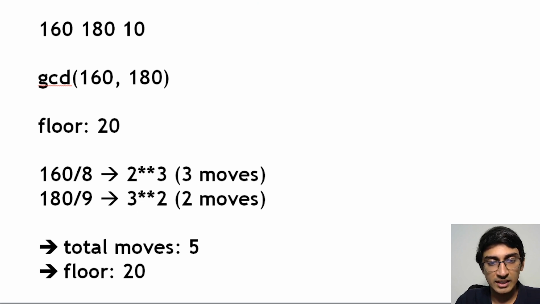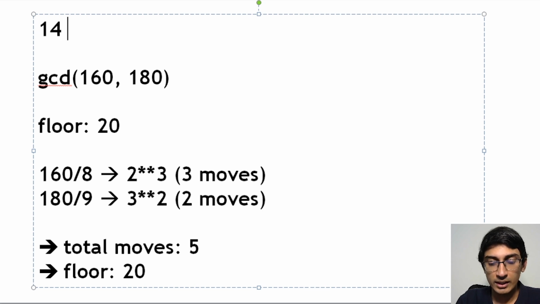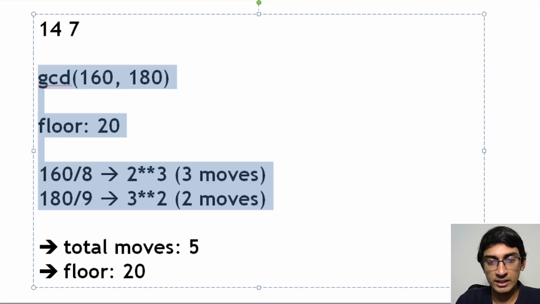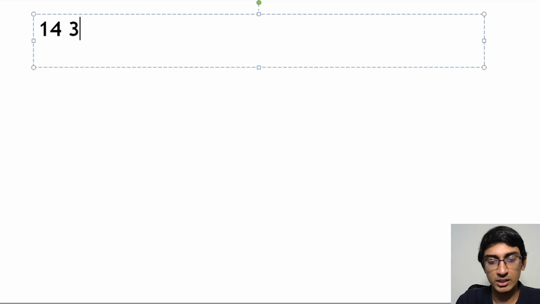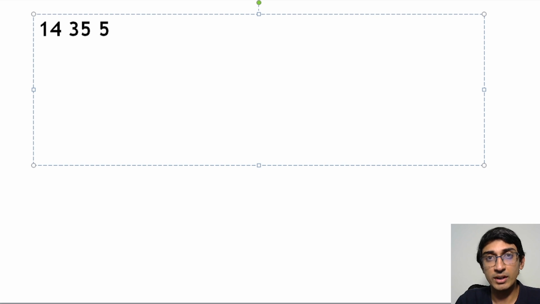Let's say an example where this would not be the case, right? One example is you could take 14 and 35, and you cannot divide by a number greater than 5. The greatest common factor of 14 and 35 is 7, so the floor that they're going to reach is 7. Let's keep m as 4 right now. So you can't divide by a number greater than or equal to 4, it has to be less than 4.